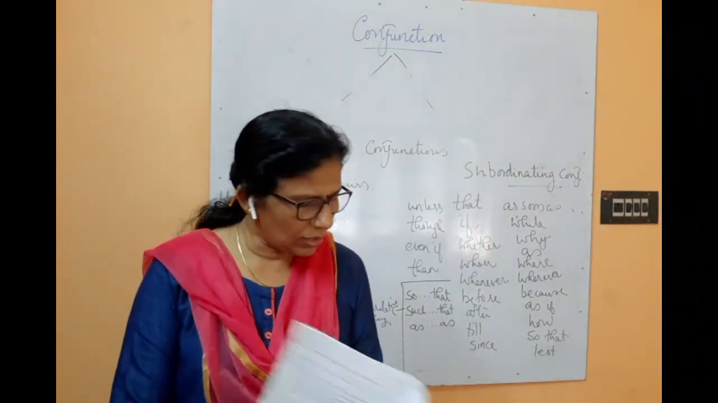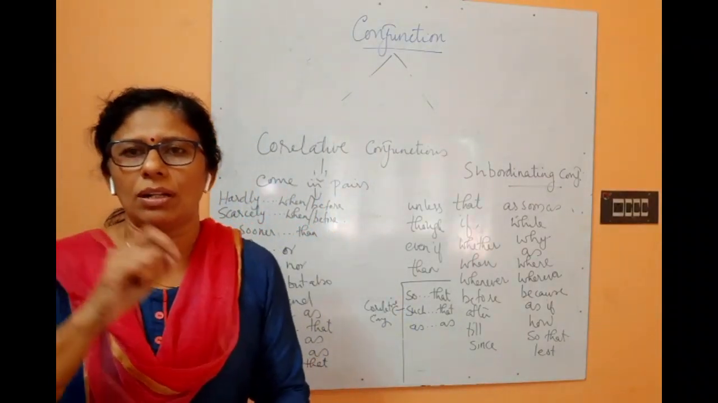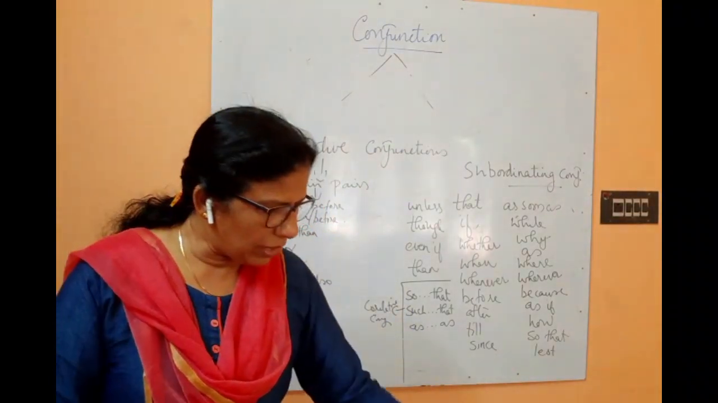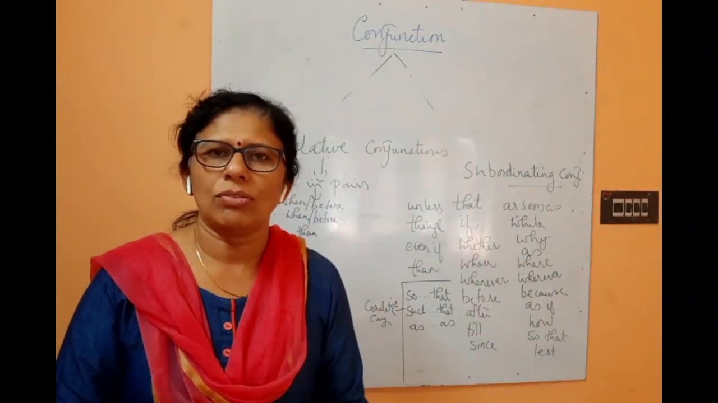Okay, so today's class, this much is enough. So please go through the explanation given in your textbook and underline the important points. Okay, and do the exercise also where you are asked to pick out coordinating and subordinating conjunctions. Okay, children, thank you.